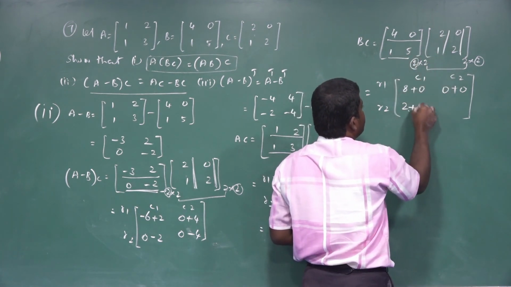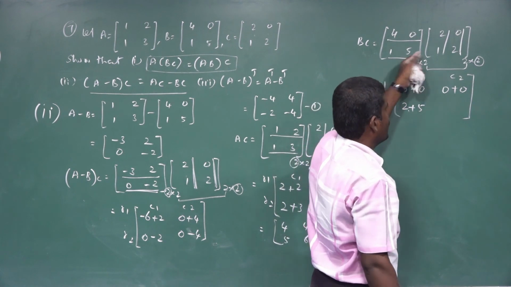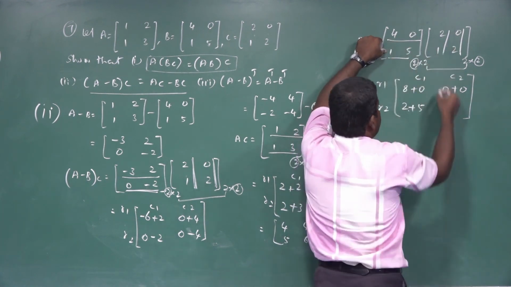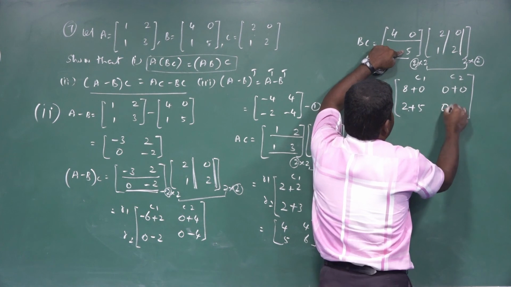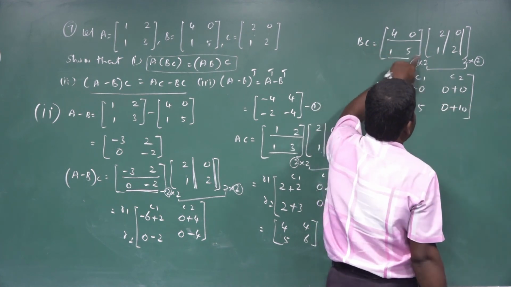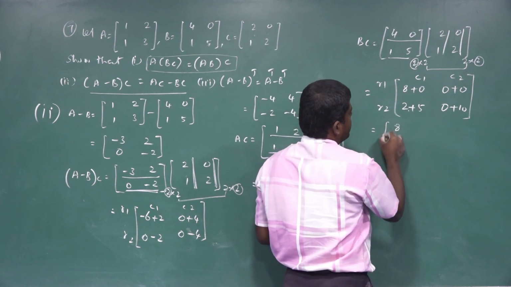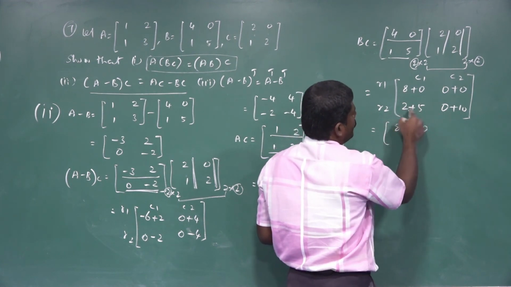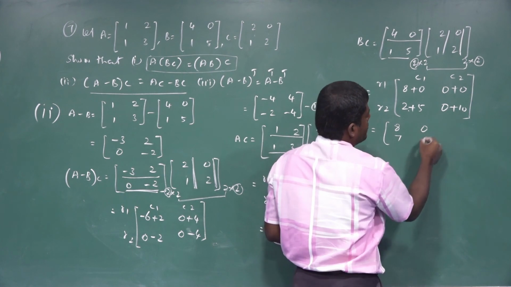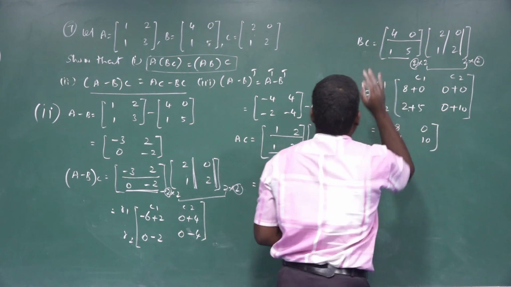5 ones are 5, plus 5. Next you multiply second row, second column. 1 into 0 is 0. 5 twos are 10. Now 8 plus 0 is 8. 0 plus 0 is 0. 2 plus 5 is 7. 0 plus 10 is 10. This is BC.